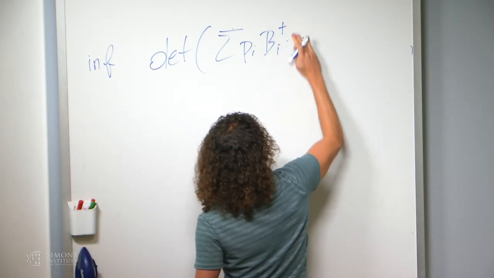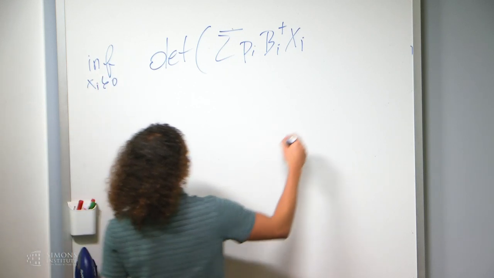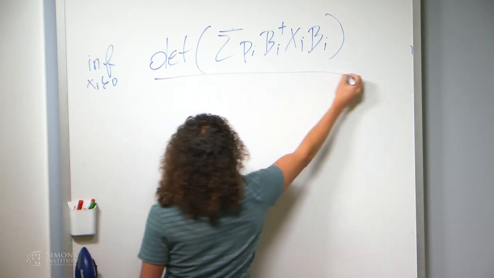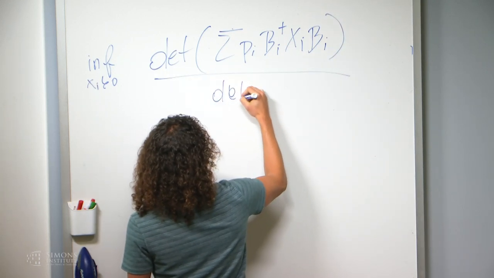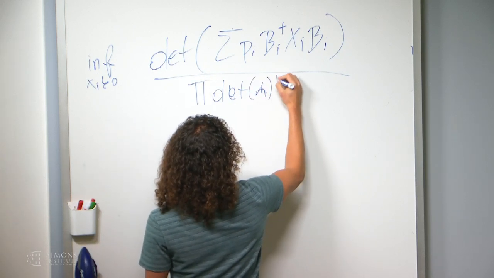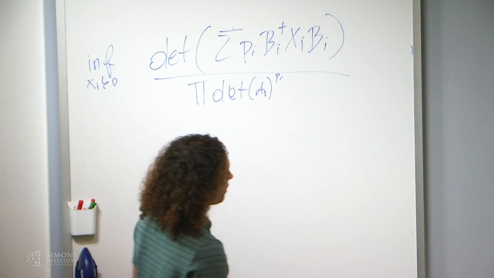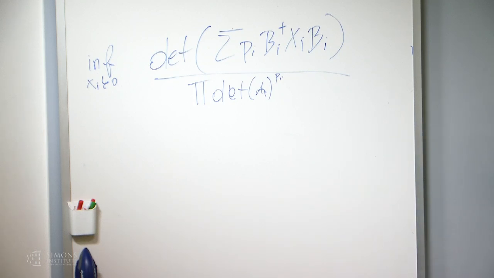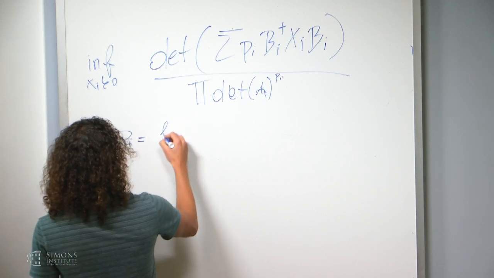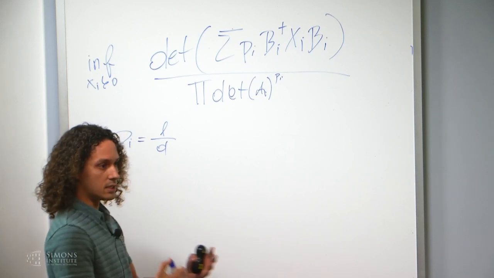Let me put X_i here. I have the infimum over all positive definite X_i, B_i, over the product of the determinants of the X_i to the p_i, right? So let's suppose now that all of these p_i are just essentially 1 over d, okay? Let's just do this basic case, the rest you know how to figure out. So how do we construct these other operators?